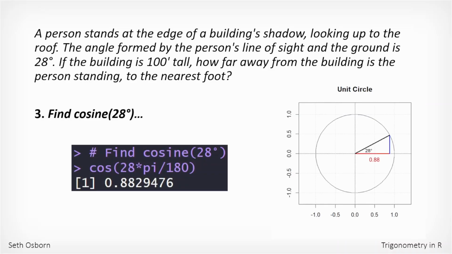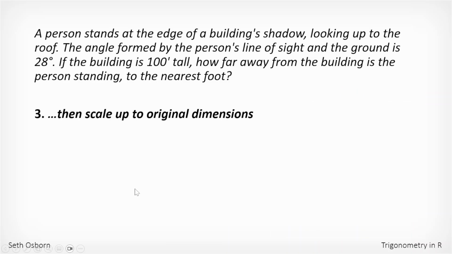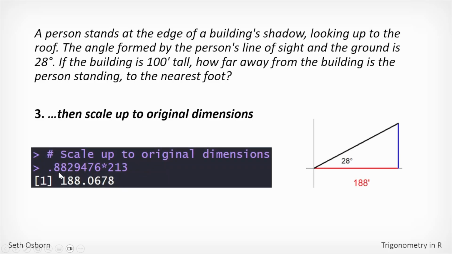Okay, so walking through those steps, here I am finding cosine. I did it step by step originally when I made the slide. So cosine of 28 degrees is 0.88, and then we scale it up by multiplying that 0.88 times 213 to get approximately 188 feet. What that means is when we scale back up to the original triangle, the person is standing approximately 188 feet away from the building.